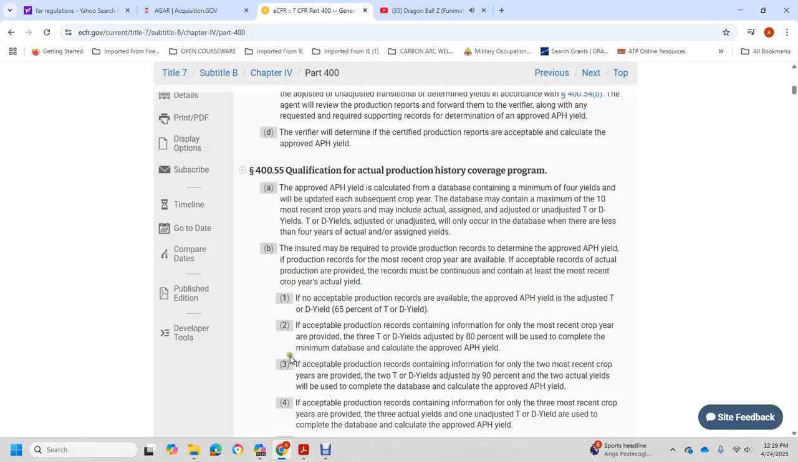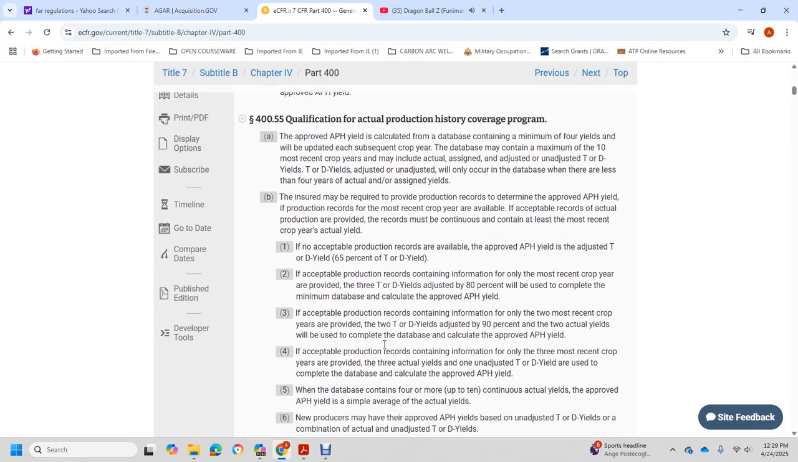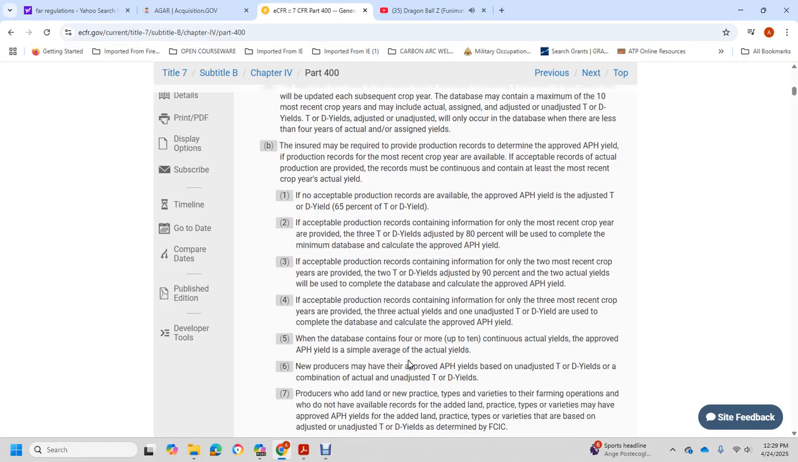If acceptable production records contain information for only the 2 most recent crop years, the database is completed with 2 T and D yields adjusted to 90% with the 2 actual yields to calculate the actual production history yield. If acceptable production records contain information for only the 3 most recent crop years, 3 actual yields are provided with 1 adjusted T and D yield used to complete the database.